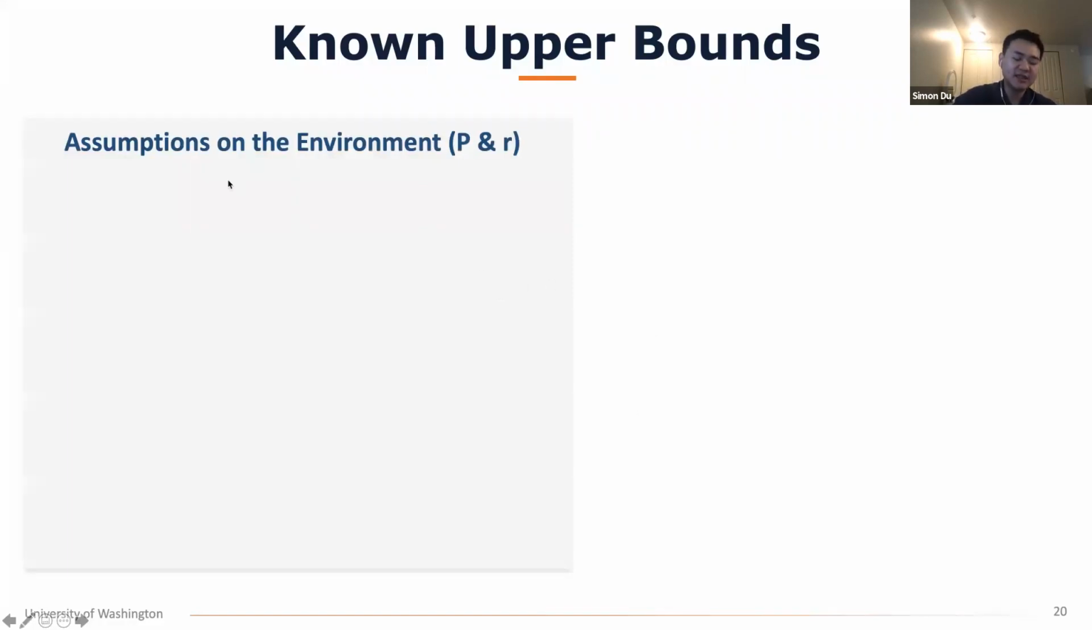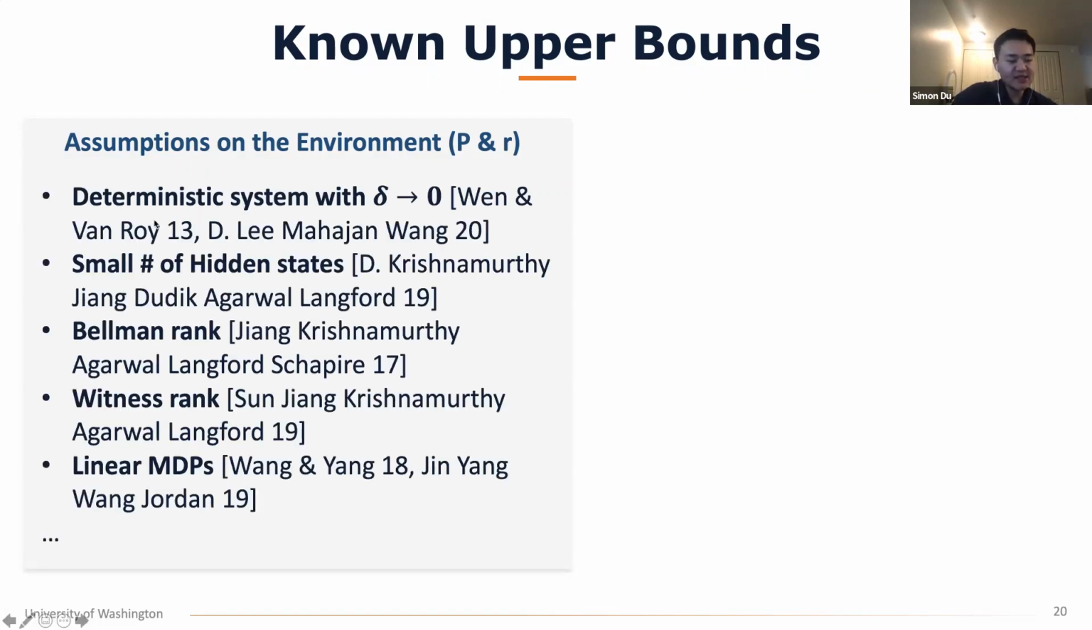The first class of upper bounds puts assumptions on the environment. That is, you assume your transition function and reward function belong to some function class. First, if you have a deterministic system and the approximation error goes to 0, then you can have a polynomial upper bound. Secondly, if you have a small number of hidden states, that is, you assume your observable states are generated according to a smaller number of hidden states, then you can have polynomial upper bounds that depend on the number of hidden states. There are some other upper bounds, like Bellman rank and Bayesian rank, to characterize the complexity of the environment. And there is some recent work on linear MDPs, which basically assume that the transition function belongs to a linear function class.